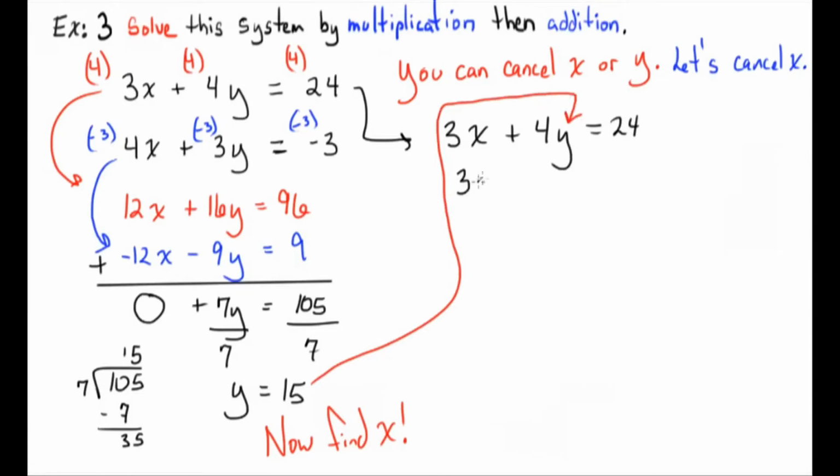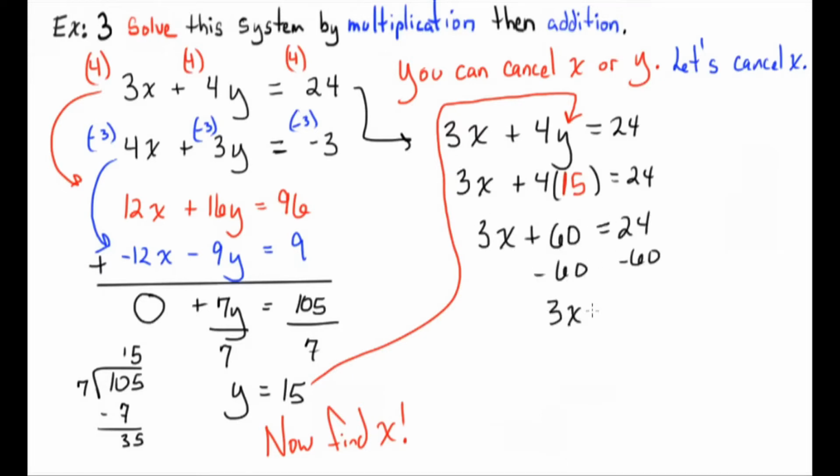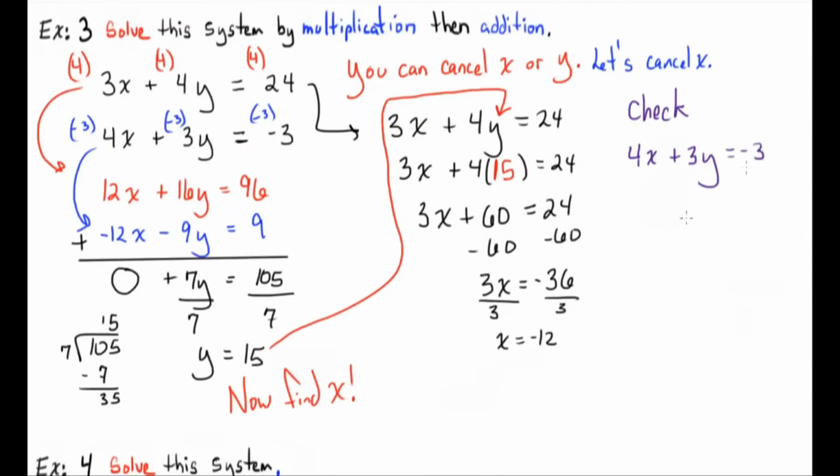Now I can find x by substituting 15 for y in one of the top two equations. I'll use the first equation. 3x plus 4 times 15 equals 24. And now it's a two-step equation. And I get x equals -12. Now I need to check in the second equation, and it works.